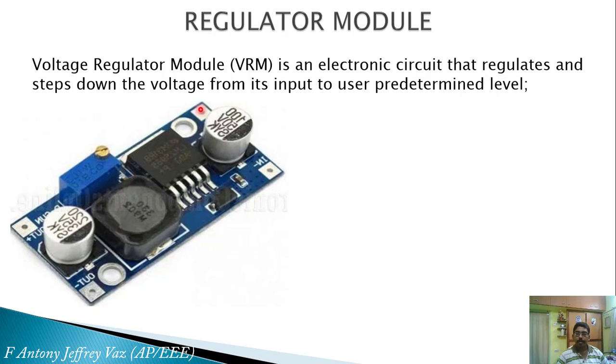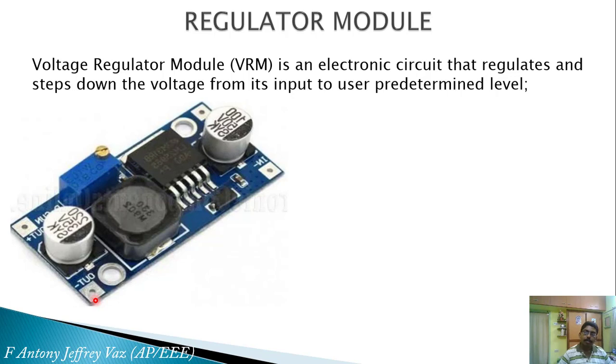You have to give a battery over here. The positive terminal of the battery should be connected over here, and the negative should be connected over here, and these are the output terminals. You can get the output from the regulator. This regulator can be controlled. If you give a 30 volt input to this regulator and you need only 3 volt, you can adjust this potentiometer.